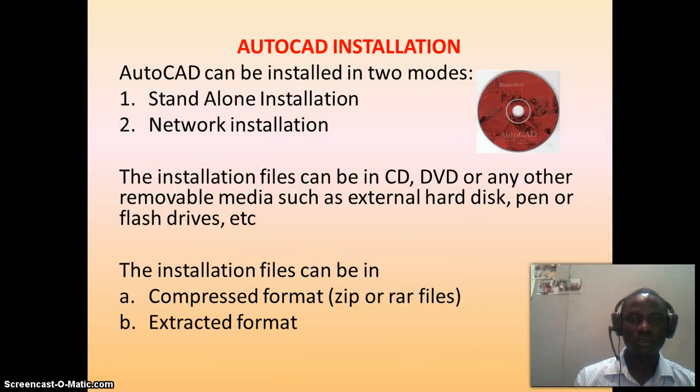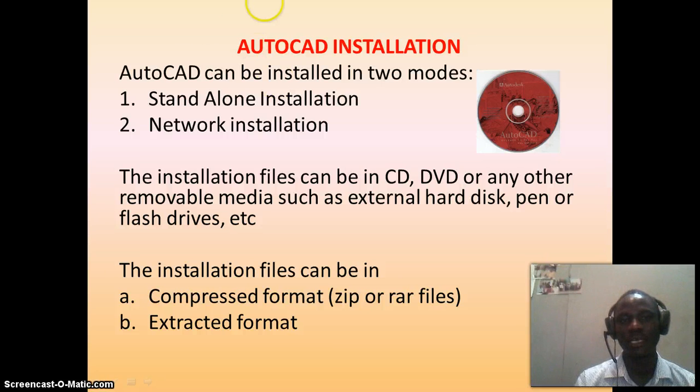Now let's talk about AutoCAD installation. The installation can be in two modes. It can be standalone and it can be network installation. In standalone installation, you install the software on a single computer. But in a network installation, you install it on a server, and every other client computer accesses the software from the server. And immediately you are out of the network environment, you cannot access the software again.